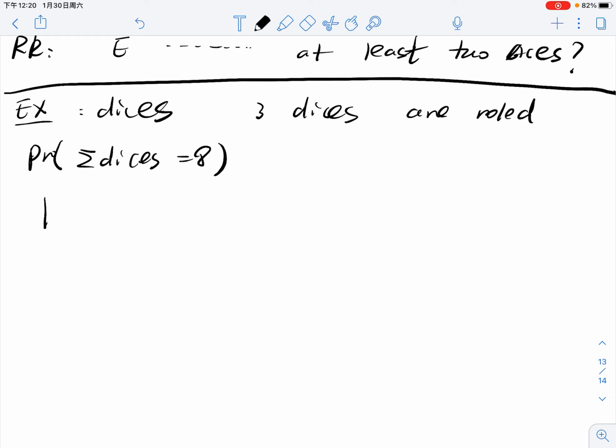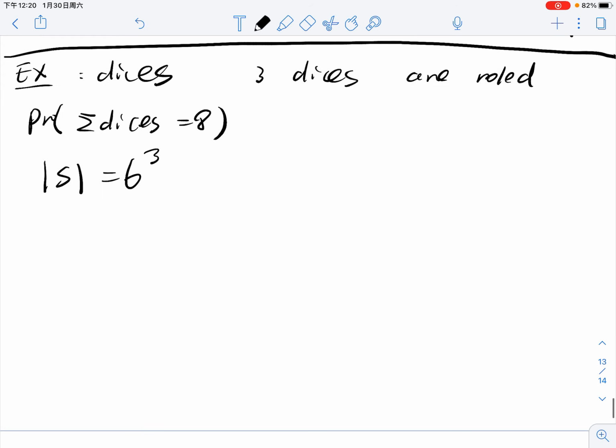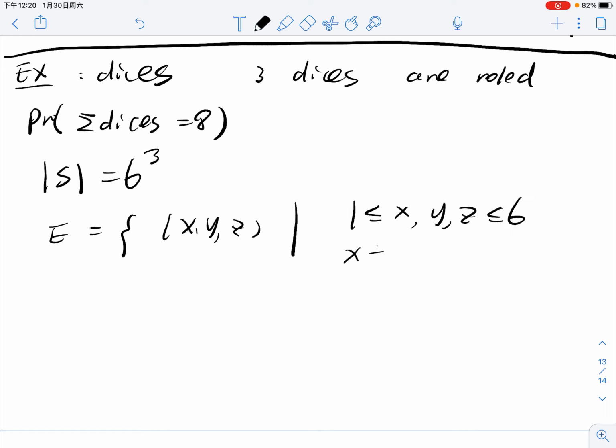Okay, so of course the total number of outcomes is 6 cubed, and the event E is the set of (X, Y, Z) with 1 less than or equal to X, Y, Z less than or equal to 6, and X plus Y plus Z equals 8.